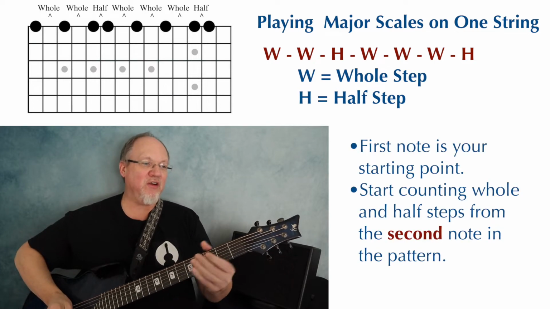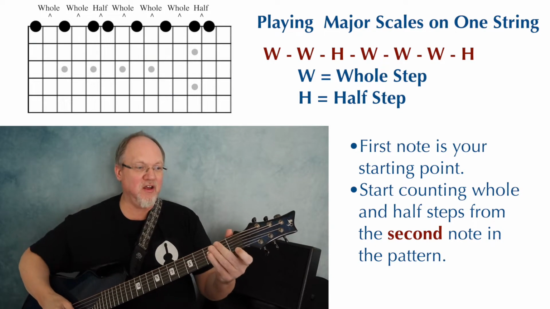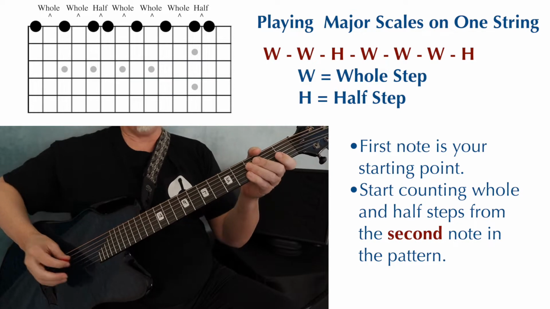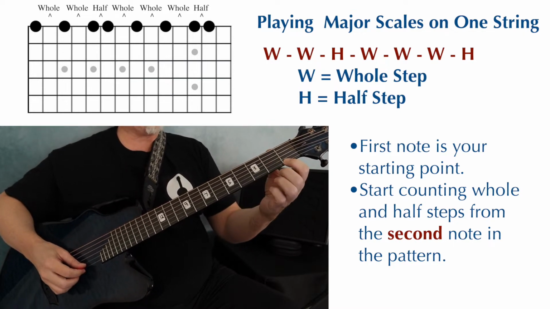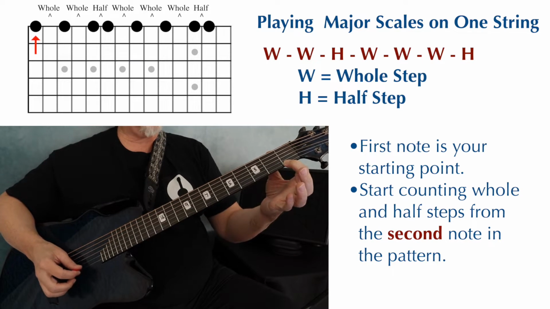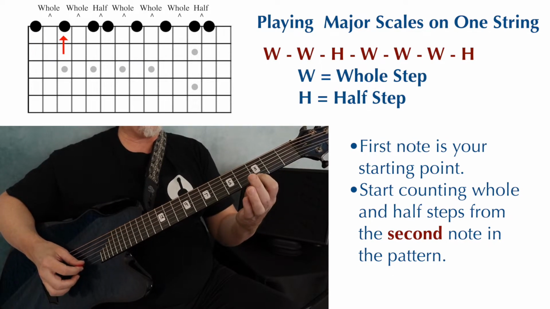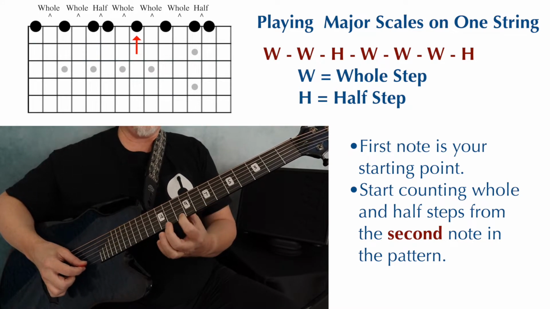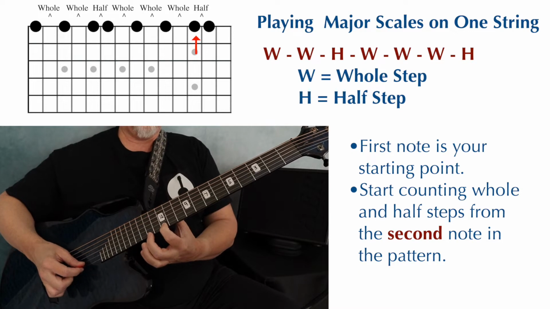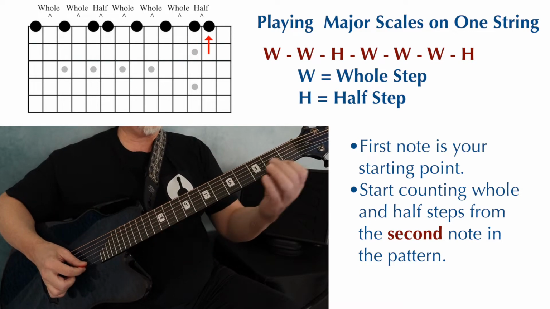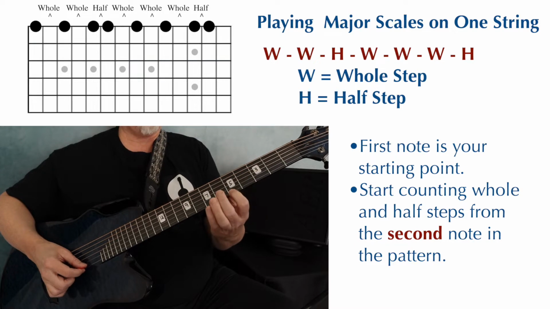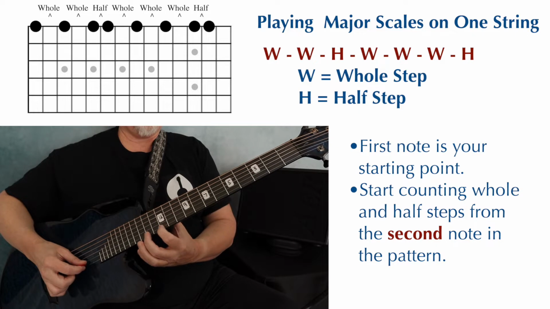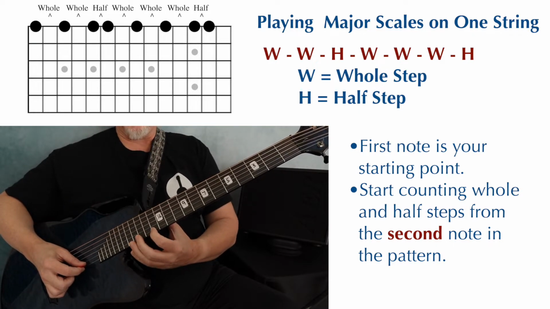And what you do is you start counting the whole steps and half steps after you play the first note. The first note is just your starting point. So if you follow this pattern starting on the first fret, first string, your major scale would look like this. Whole, half, whole, and half. And you want to play that on the way down too.